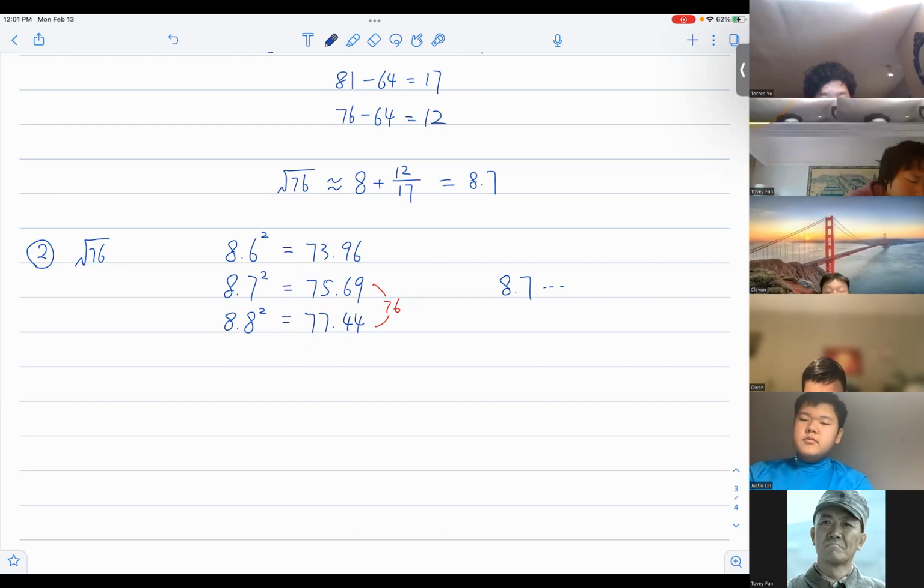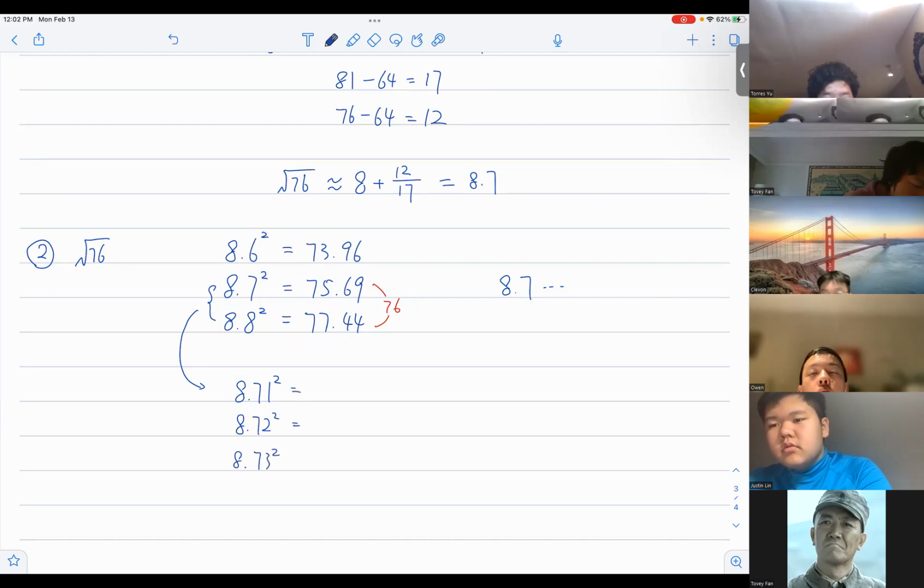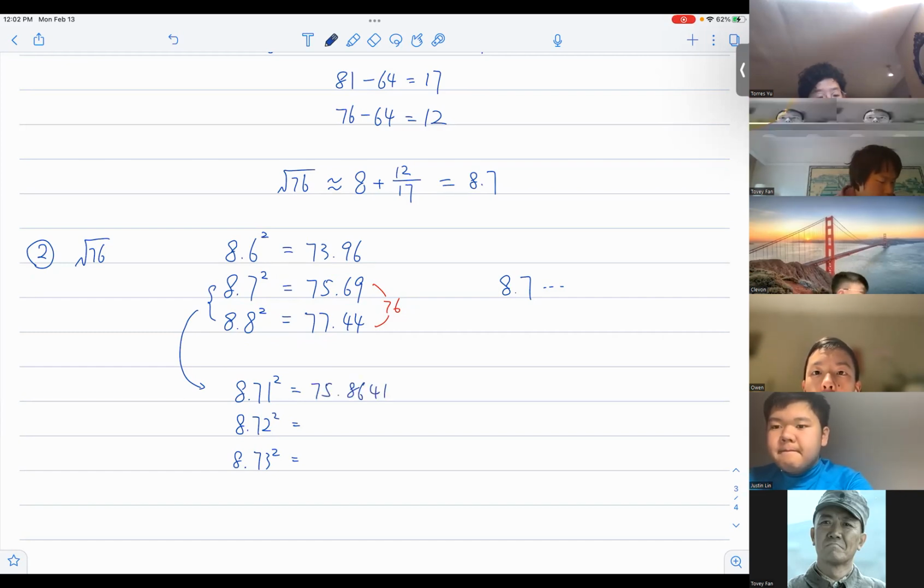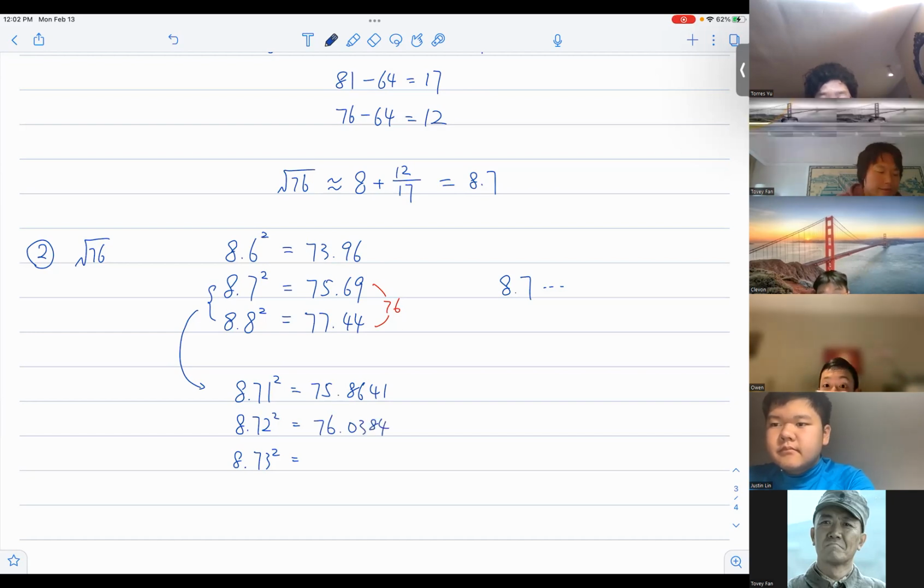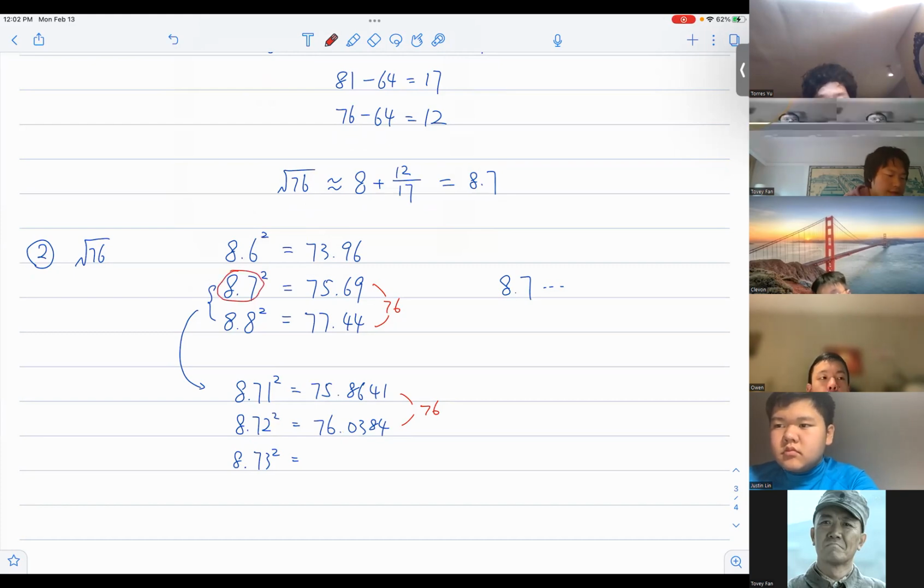So let's try 8.71 squared, 8.72 squared, 8.73 squared. Let's first give them a try, see if we can find 2 numbers that contain 76 between them. The first number gives us 75.8641. The second number gives us 76.0384. So it's good enough. It contains 76 in it, so 76 must be between them. Which one's closer? This one's closer, only 0.03 away from 76. So you can estimate to be 8.72. So 1 decimal place will be 8.7, 2 decimal places will be 8.72.